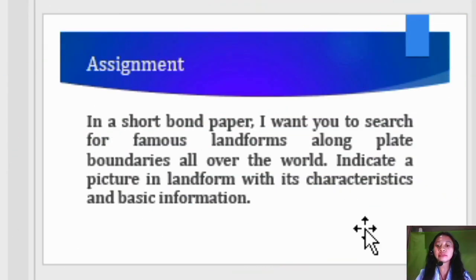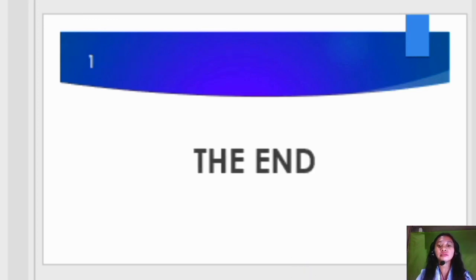So for your assignment, in a short paper, I want you to search for famous landforms along plate boundaries all over the world. Indicate a picture of the landform with its characteristics and basic information. So I think that would be all.